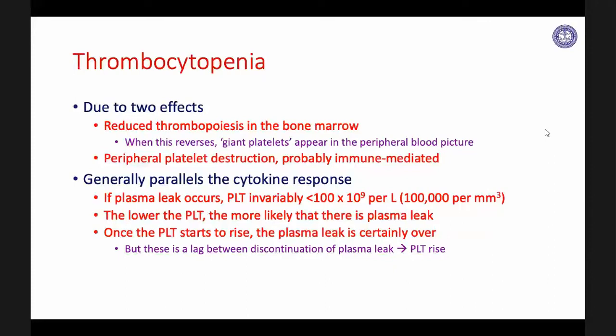So there's a lag period of maybe a day or even more than a day before the platelet count rises. But certainly by the time the count has started to rise, you can be sure that the plasma leak has now already finished.